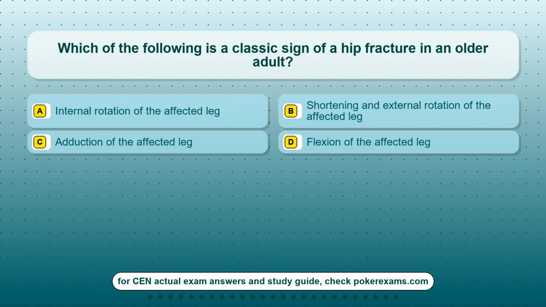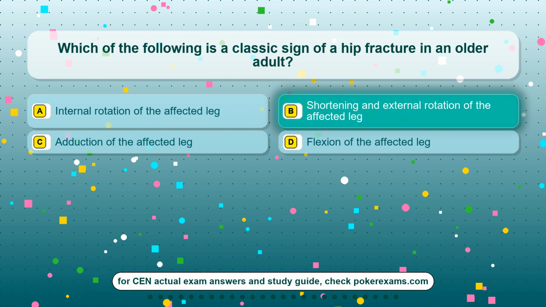Question 23. Which of the following is a classic sign of a hip fracture in an older adult? Option A, internal rotation of the affected leg. Option B, shortening and external rotation of the affected leg. Option C, adduction of the affected leg. Option D, flexion of the affected leg.